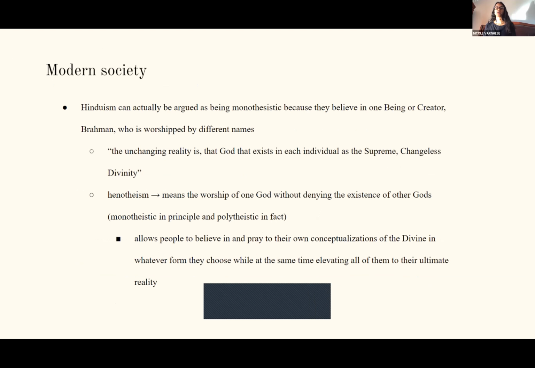So I think the more accurate term to describe Hinduism would be henotheism, which means the worship of one god without denying the existence of other gods. And so basically it's monotheistic in principle, but polytheistic in practice. And it allows people to believe in and pray to their own conceptualizations of the divine in whatever form they choose, but at the same time, elevating all of them to their ultimate reality, which would be the beauty of Hinduism.